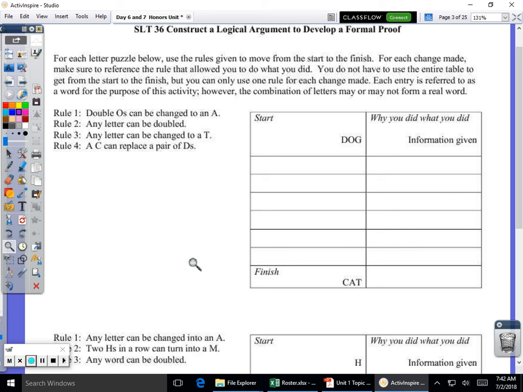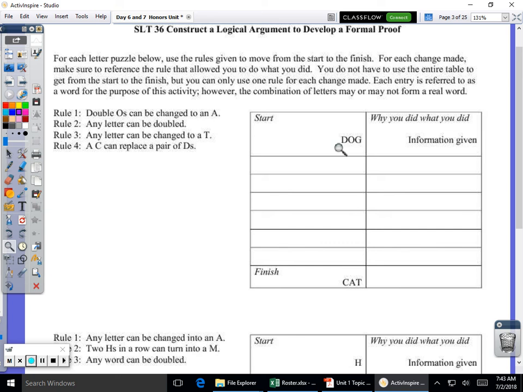Rule 1 says double O's can be changed to an A. Well, I don't have a double O, but I need to change my O to an A, so I need to get a double O. All right, any letters can be doubled. Oh, we could just double O. Any letter can be changed to a T. Oh, well, let's just change our G to a T. That would make sense. And a C can replace a pair of D's.